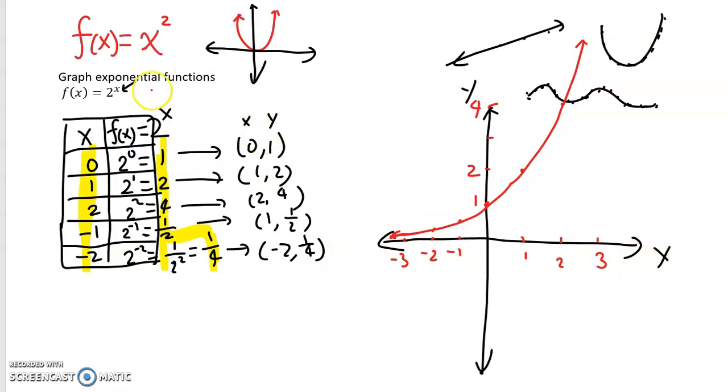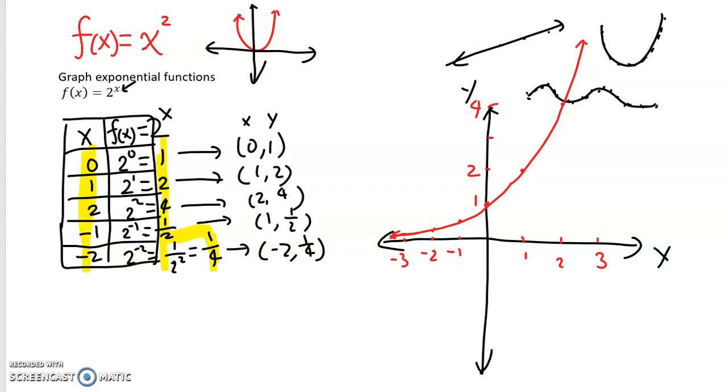So what does the graph look like for 2 to the x? It's a curve going up, completely above the x-axis, not touching the x-axis. Compare this curve to the parabola. A parabola has 2 sides. It's like going down and going up, but the exponential function goes up quickly. And that's why in real life, a lot of times we say the population is increasing exponentially, because it goes up very quickly.